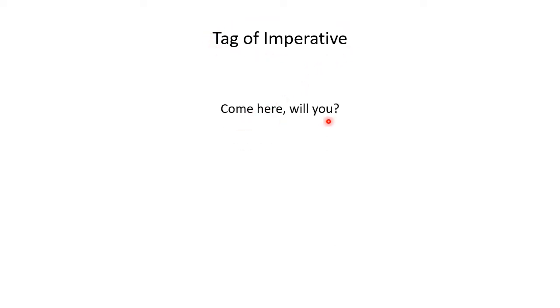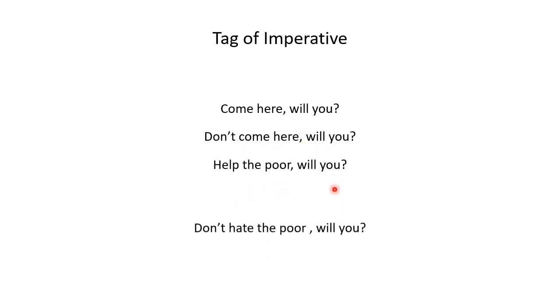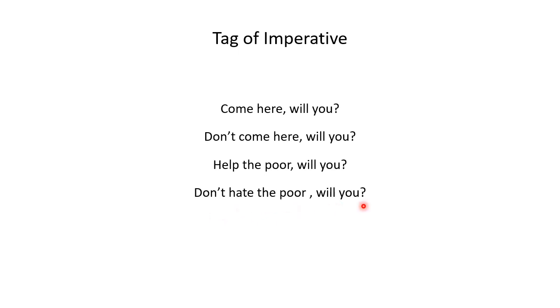Come here, will you? Don't come here, will you? Help the poor, will you? Don't hurt the poor, will you? Let us go out, will you? So, in this way, will you is common for affirmative and negative type of imperative.